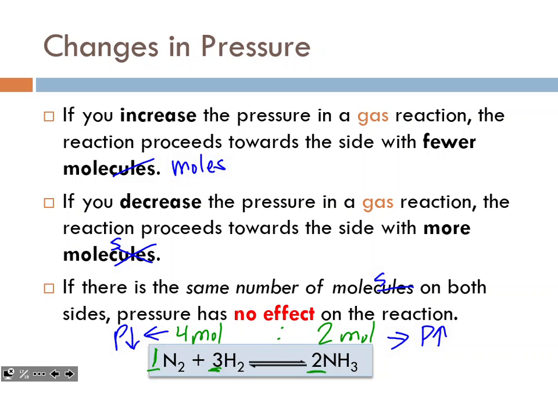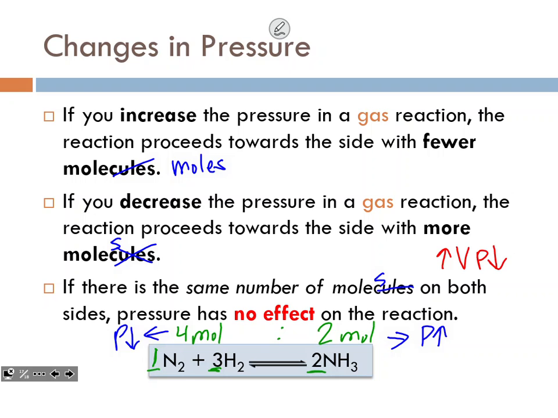Now, the only other little glitch here is sometimes they don't ask it directly with the word pressure. What if they say they increase the volume? We know that pressure is going to decrease, so therefore it would proceed to the side with more moles. So they use Boyle's law here. You need to know the pressure-volume relationship. As volume increases, pressure decreases.